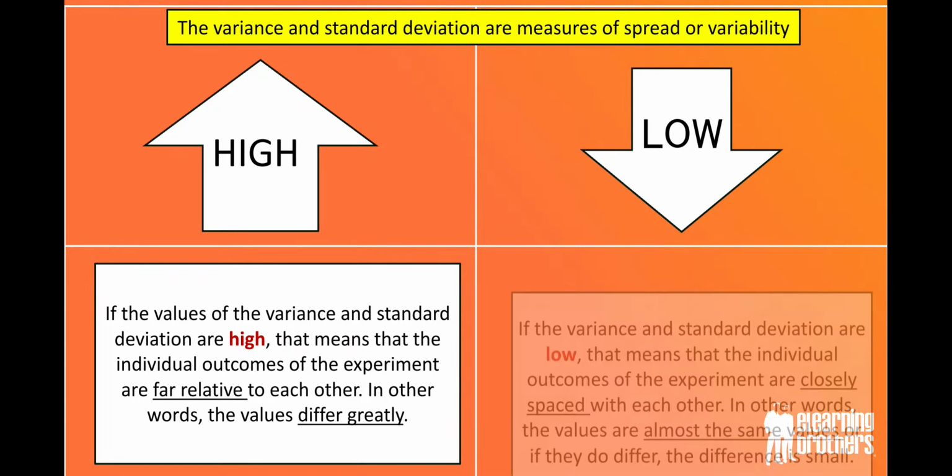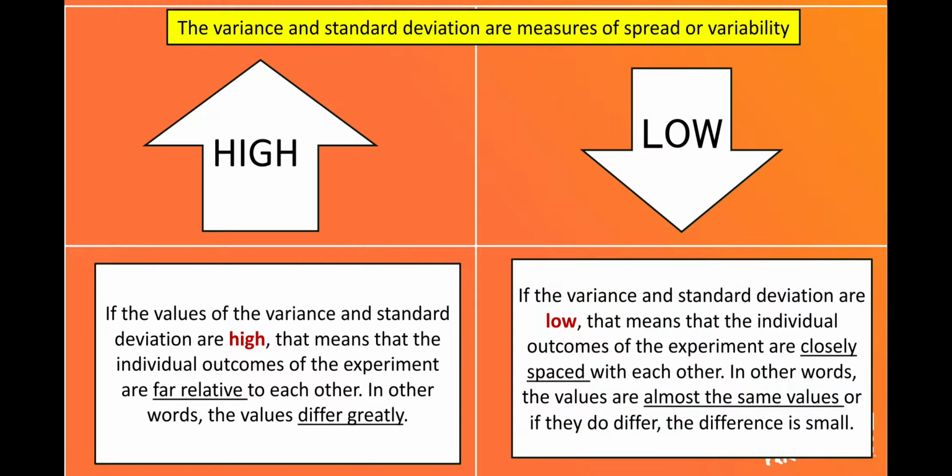And it is low if the variance and standard deviation are low. That means that the individual outcomes of the experiment are closely spaced with each other. In other words, the values are almost the same, or if they do differ, the difference is small.